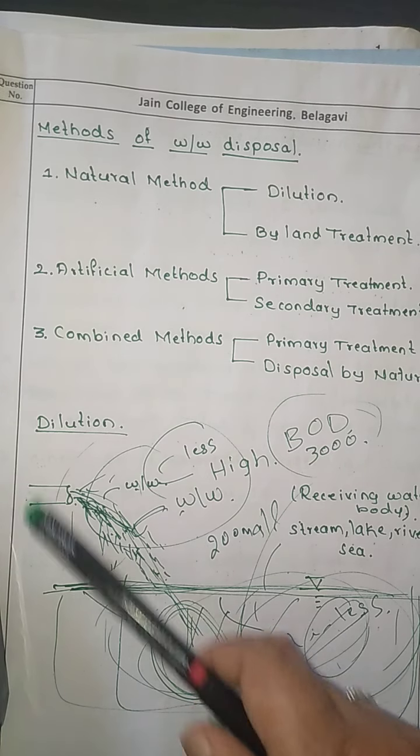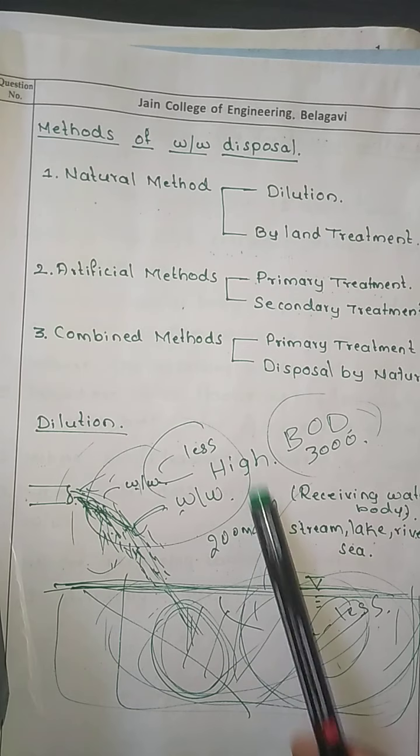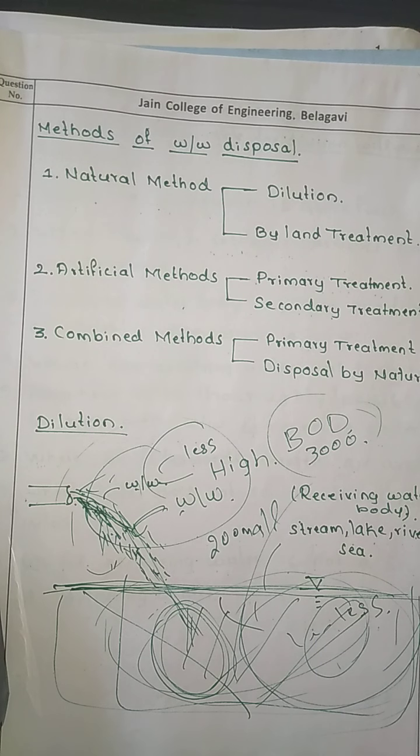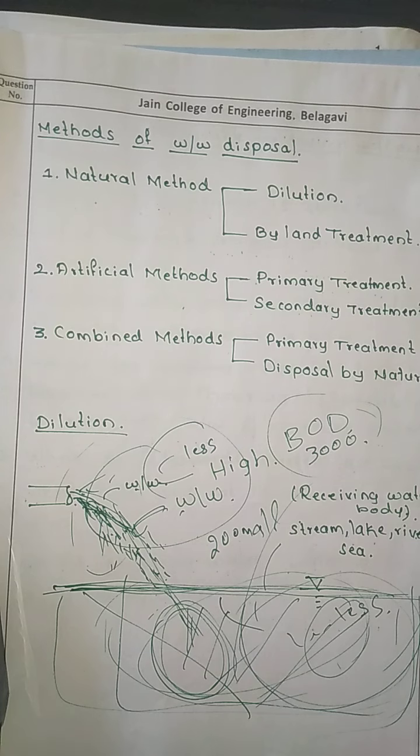So in order to dispose the wastewater, what we are going to do is give the preliminary treatment, such as removal of suspended, floating and larger floating elements. We may reduce the BOD also. And then we dispose it to the receiving water body. So this is by dilution.